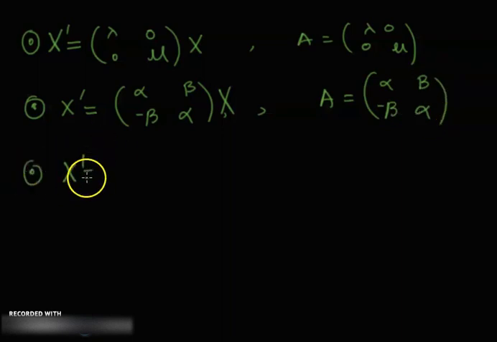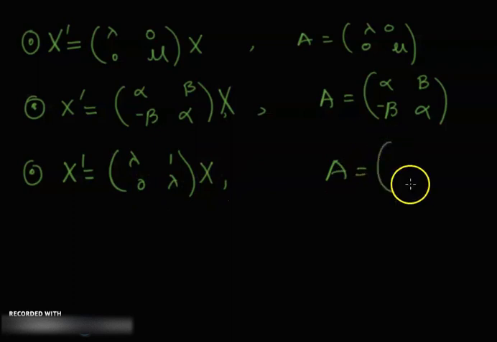Finally, in the last video we discussed x prime equal to lambda 1 0 lambda times x, and in this case A involved is lambda 1 0 lambda. We have seen that the eigenvalues were repeated, and if lambda is greater than 0 then the origin is unstable, and if lambda is less than 0 then the origin is stable.